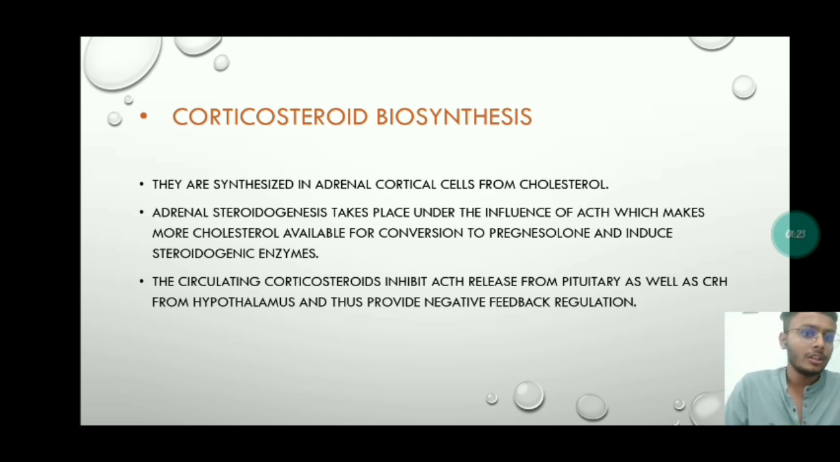The circulating corticosteroids inhibit ACTH release from the pituitary as well as CRH release from the hypothalamus, and thus provide negative feedback regulation. So our corticosteroids, which are synthesized from the adrenal cortex, give the negative feedback to the ACTH and CRH, so that more corticosteroid synthesis could be prevented.